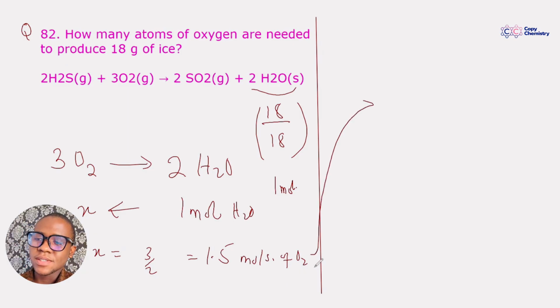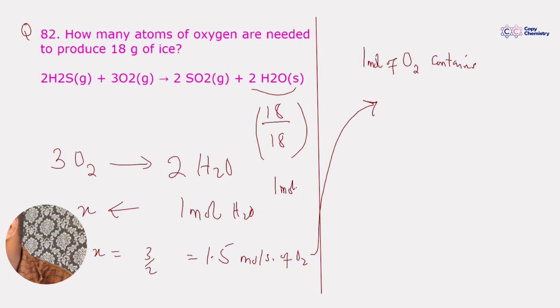See how simple that is? We're not done, by the way. That's just moles. They asked how many atoms of oxygen. Now, what does 1 mole of oxygen contain? It contains 2 moles of oxygen atoms.